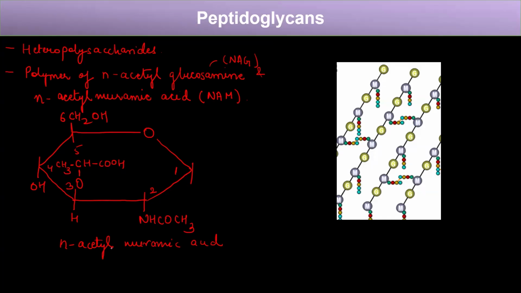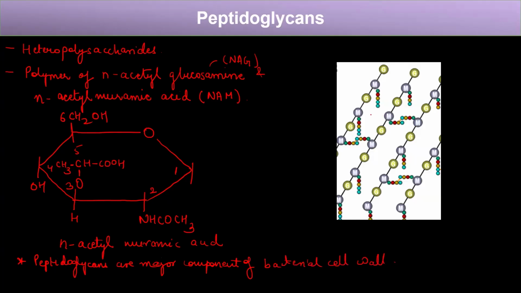CH3CHCOOH, and that makes it N-acetyl muramic acid. Now, this peptidoglycan, we have seen previously also, it's a major component of the bacterial cell wall. So peptidoglycans are the major component of the bacterial cell wall, right? Bacterial cell wall.